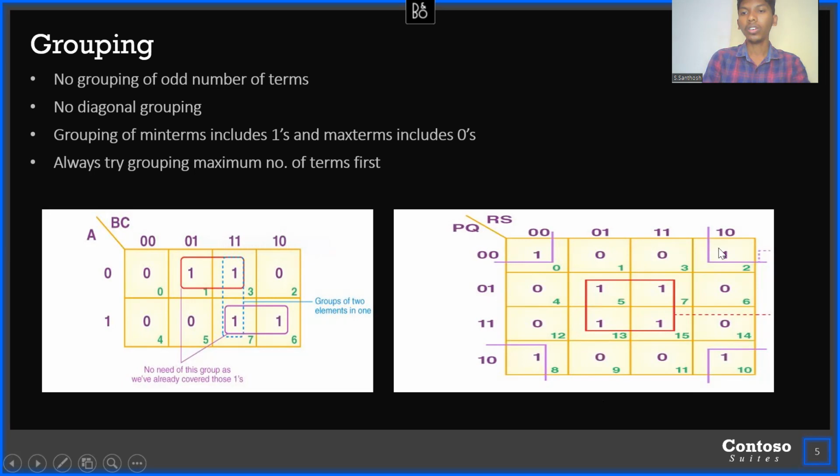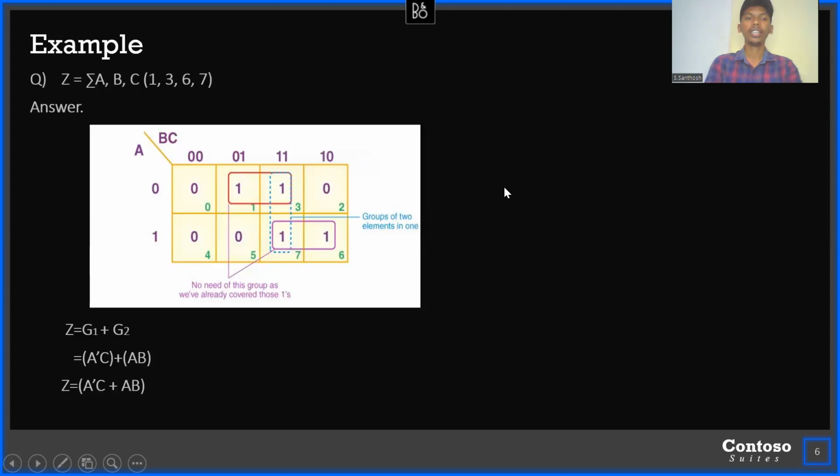Basically, you can group all the corners, or the 0, 4th cell and 6th cell can also be grouped. 12th and 14th can also be grouped because they are in the edges. So edges can be grouped also. But depending on where the edges are, the edges have to be opposite to each other. So this is how the grouping is done. So now let's see an example.